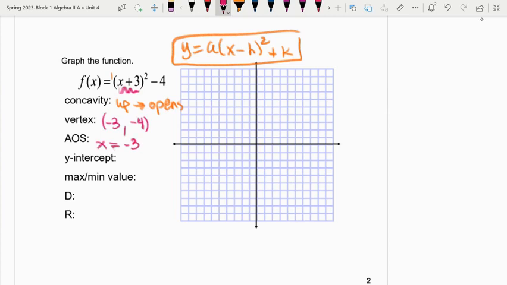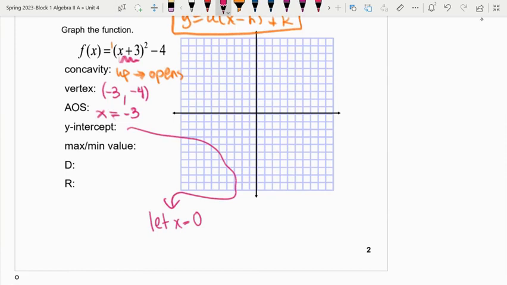To find the y-intercept, let's go over here. You let x equal 0. And if x equals 0, you have f of 0 equals (0 plus 3) quantity squared minus 4. So 0 plus 3 is going to be 3 squared minus 4. 3 squared minus 4 would be 9 minus 4. So f of 0 is 5, which means my y-intercept is (0, 5).